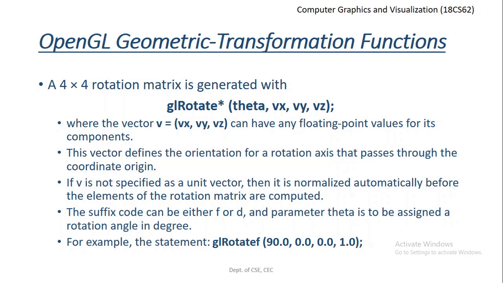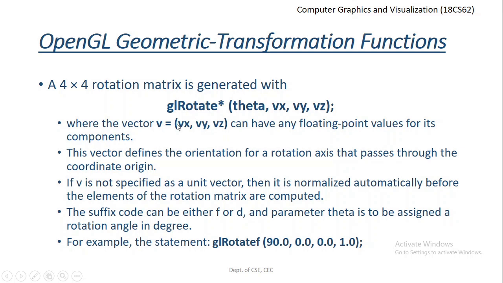The geometric transformation function that we have is glRotate. As the name suggests, this OpenGL function is used to perform the rotation transformation. So a 4 by 4 rotation matrix is generated with the OpenGL function glRotate, which accepts four parameters. So what are these four parameters? The first parameter is the angle of rotation theta, and the next three parameters specify about which axis we are going to rotate a given object, right?